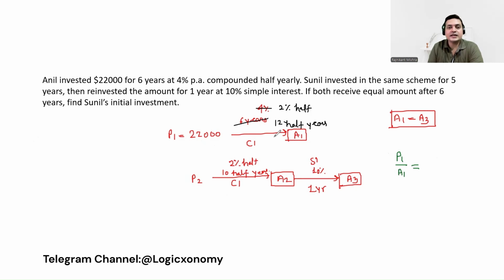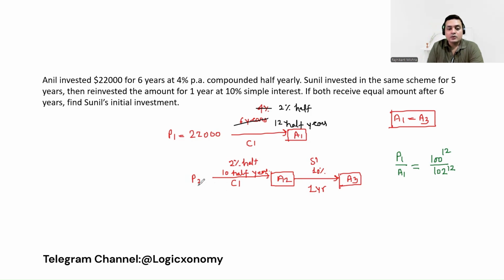There is 2% increment half yearly, which means if 100 rupees is invested, it becomes 102 in 1 half year. But this is a successive increment, 2% continuously increasing 12 times, so we need to multiply this 100:102 ratio 12 times. 100:102, 100:102, 100:102, 12 times, and multiplying all the ratios, the P1 and A1 ratio will become 100 to the power 12 by 102 to the power 12. This is the ratio between P1 and A1.